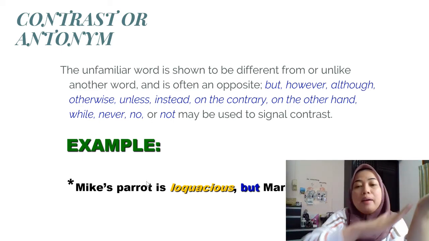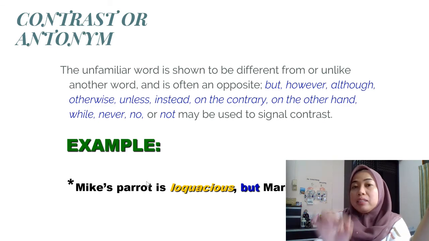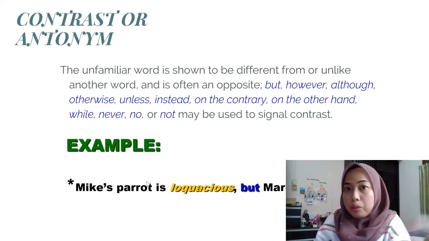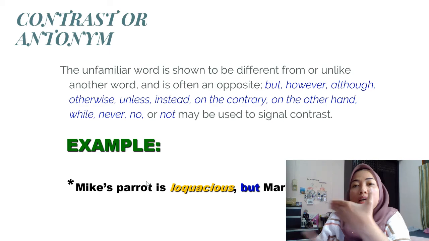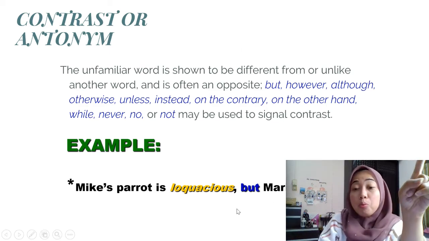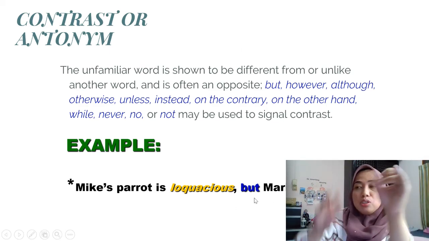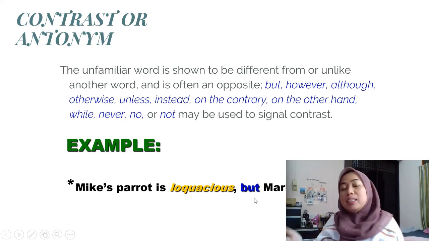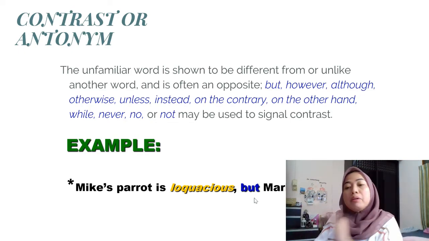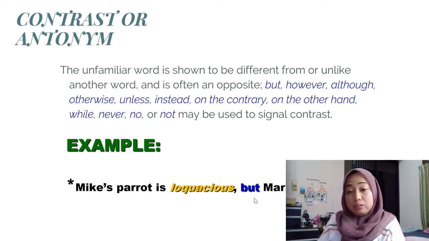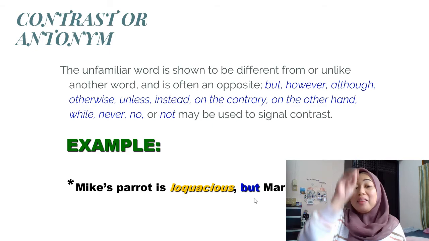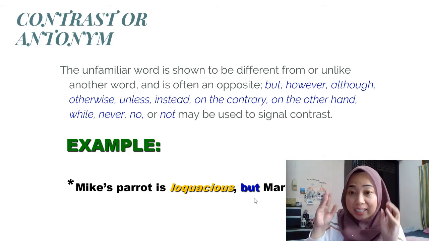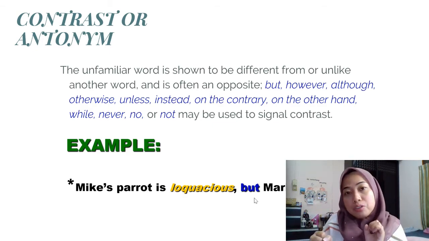So we're saying that we have here a very bombastic word that is loquacious, and we don't know the meaning of this word. However, we can see that there is a contrasting meaning because of the word but. So we know that we're comparing between Mike's parrot and Maria's parrot. Maria's parrot says very little. So we know the meaning of loquacious means that it says a lot of things. It's very chatty.